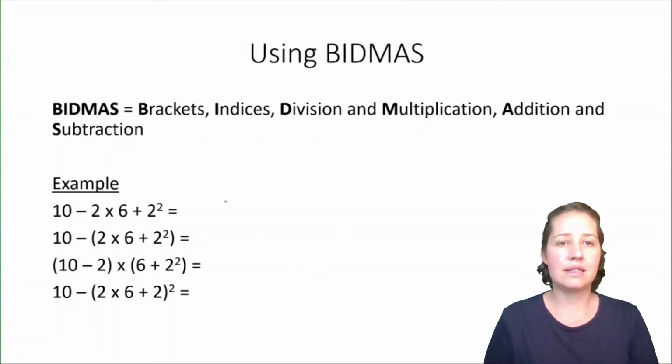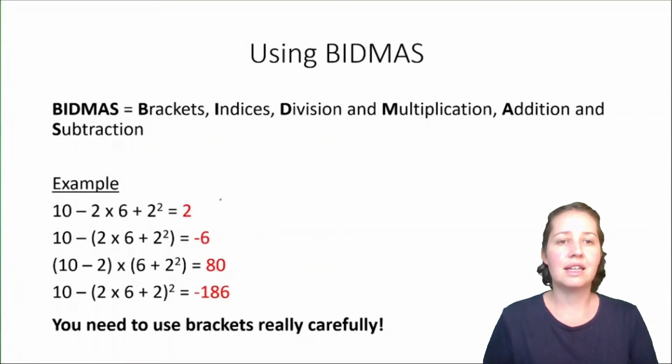Okay, let's take a look at the answers that you should have got. Did you get these? Interestingly, just by putting brackets in different places, the answers will vary from minus 186 as the lowest to 80 at the highest. I hope this illustrates the need to use brackets really carefully. Simply thinking about BIDMAS makes a huge difference to your answers.